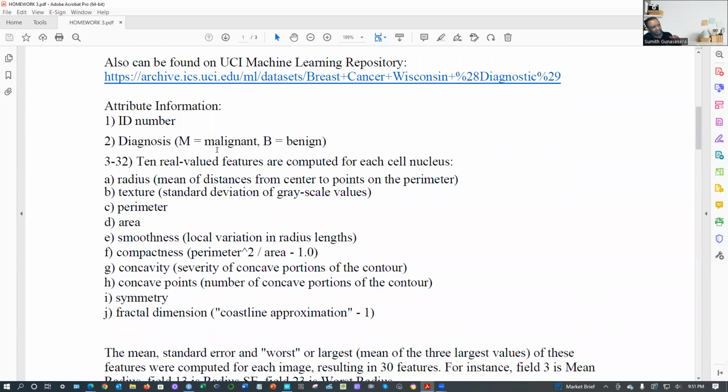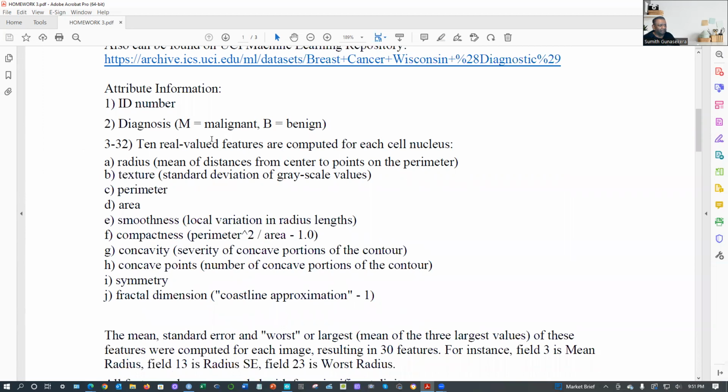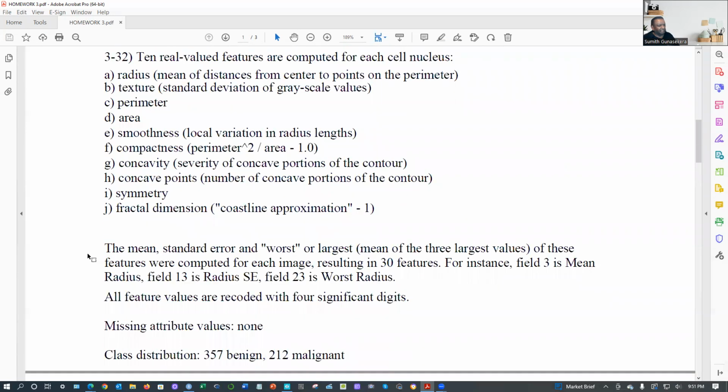Diagnosis: malignant and benign. Ten real-valued features are computed for each cell nucleus: radius, which is the mean distance from the center to points on the perimeter, texture, perimeter, area, smoothness, compactness, concavity, and so on. For those, you get the mean, the standard error, and the worst or largest, which is the mean of the three largest values of these features, computed for each image, resulting in 30 features.